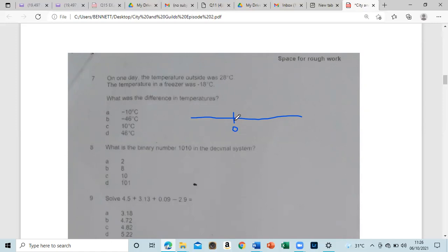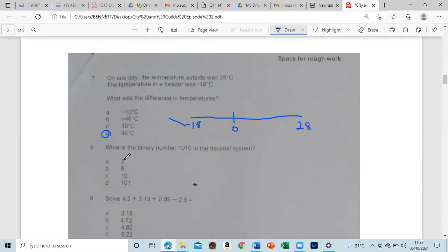So this is the point 0. Below 0 is freezing, so let us say this is negative 18, and this is 28 for argument's sake. Now, what was the difference in temperature? The difference would be 18 plus 28, so it's actually positive 46. A lot of persons might be thinking that it's minus 46, but it's 46. The difference in the temperature is 46.